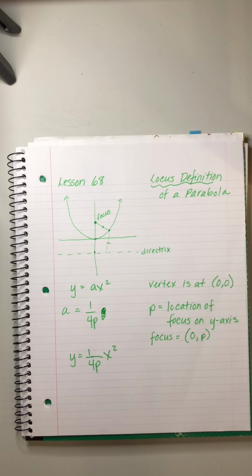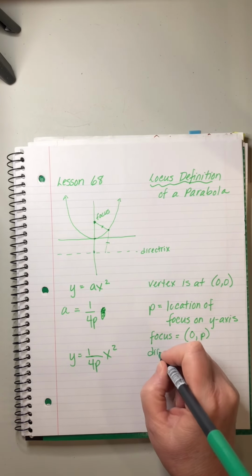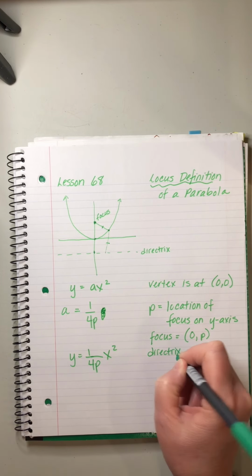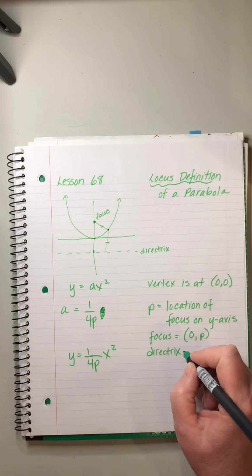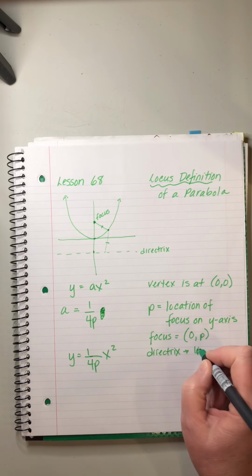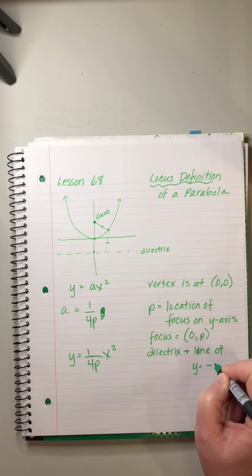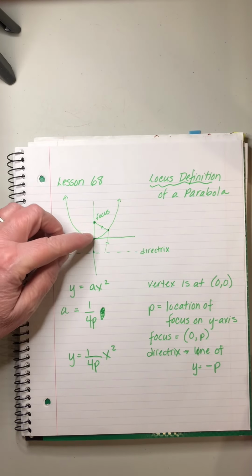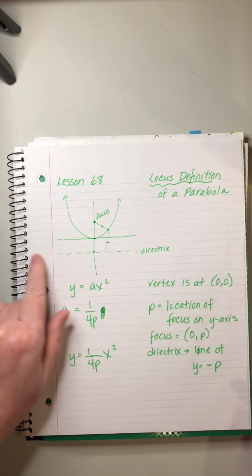Now, if we want to find this directrix, that is at the line y equals negative p, because it's the same distance below the vertex as the focus is above. So that's where we can locate the directrix.